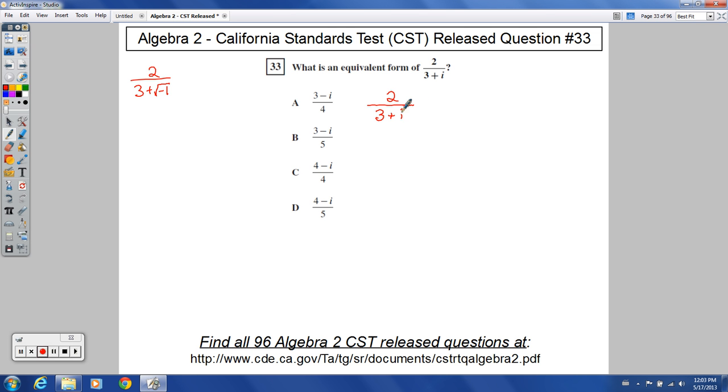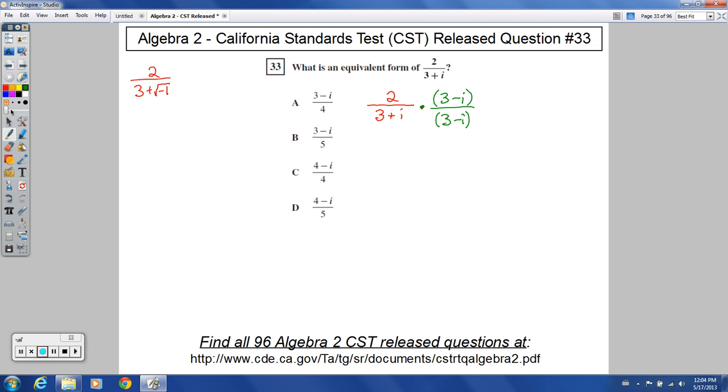It's complex because i is a complex number. This together is a complex number. We've got real numbers, we've got complex numbers. I can multiply by the complex conjugate, which is just this thing, but with the opposite sign. So I'm going to multiply this by, I'll use green for that, 3 minus i over 3 minus i. That's just 1. Something divided by itself is just 1, so really I'm just multiplying this thing by 1.